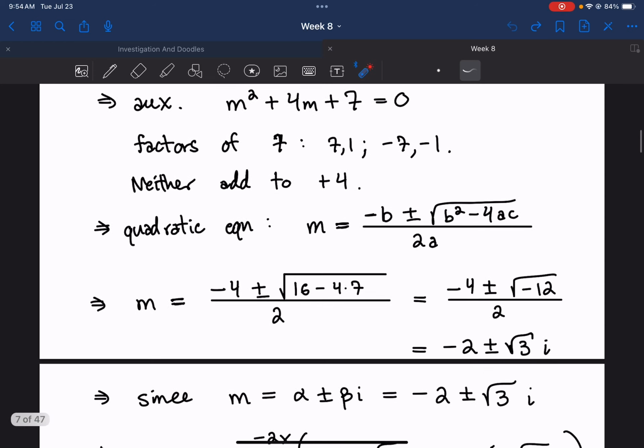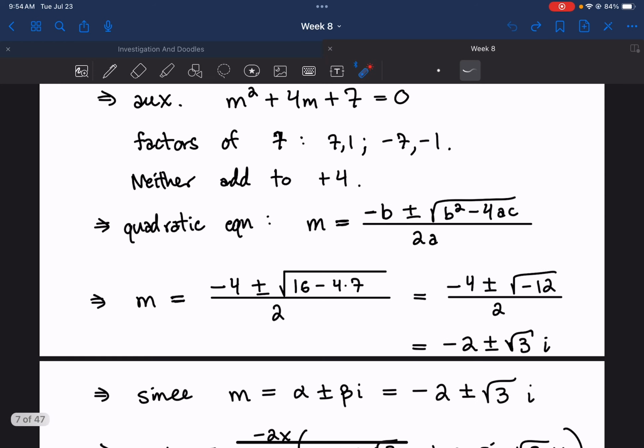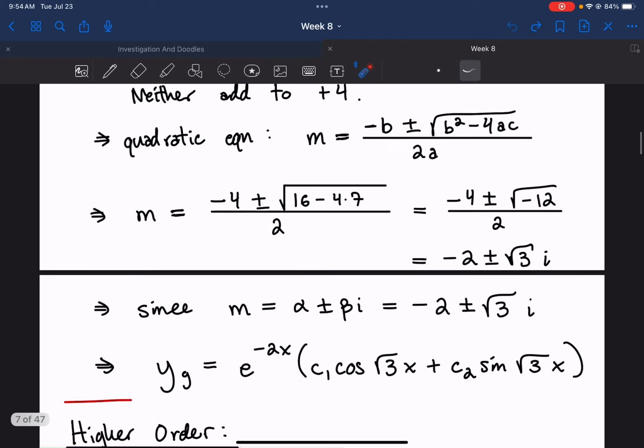So when we get down here, we do the little algebra and we get alpha equals negative 2 and beta equals root 3. Then we can just cut to the answer, right? I know alpha and beta, so I get yg equals e to the alpha x times c1 cosine beta x plus c2 sine beta x.